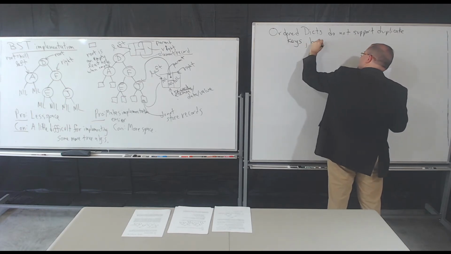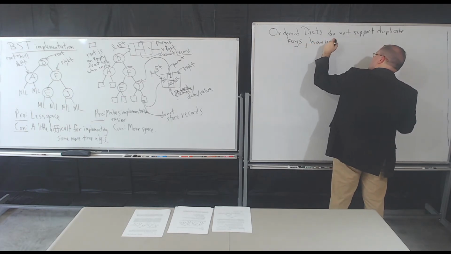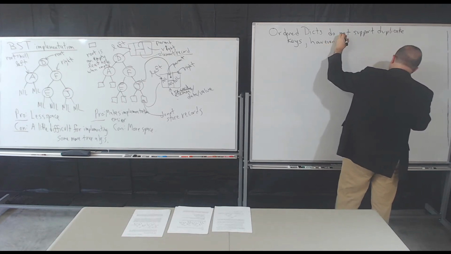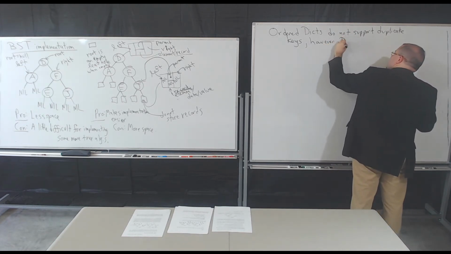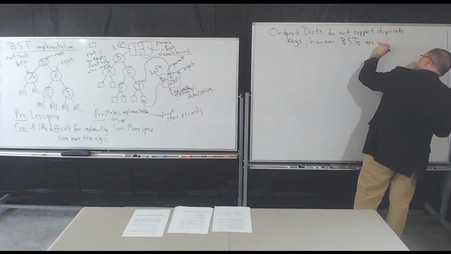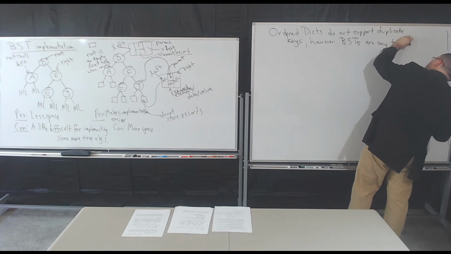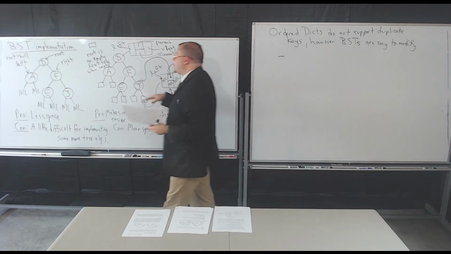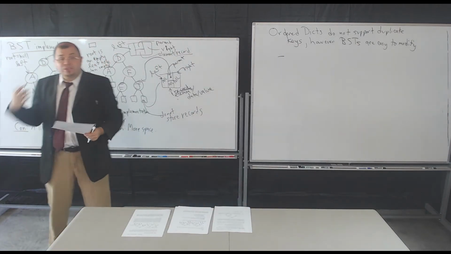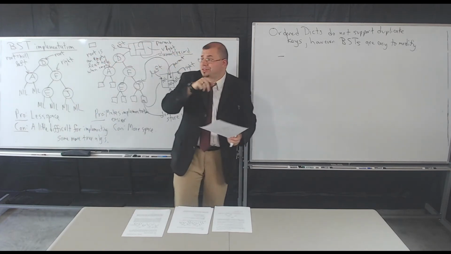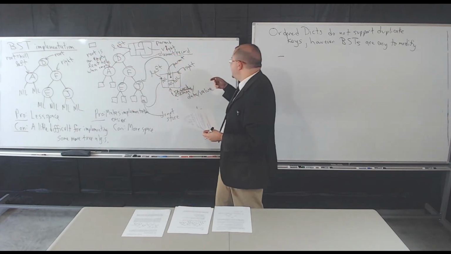However, BSTs are easy to modify. So what do I mean by this? Sometimes in certain applications, you might actually want a tree where it isn't like a dictionary, where the keys are unique. So each of the records doesn't have a unique key.